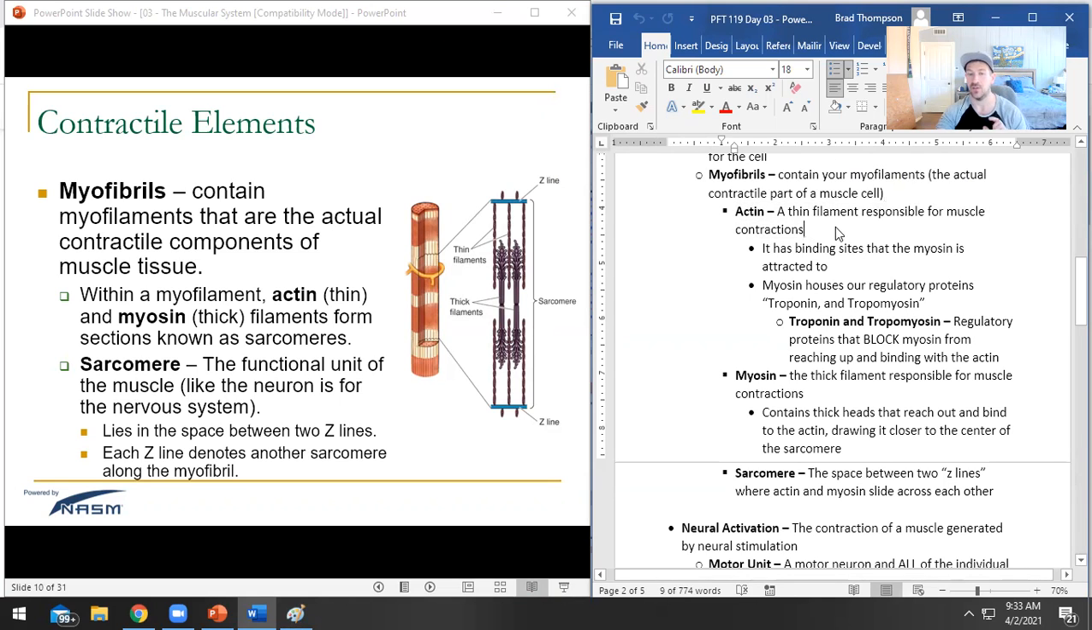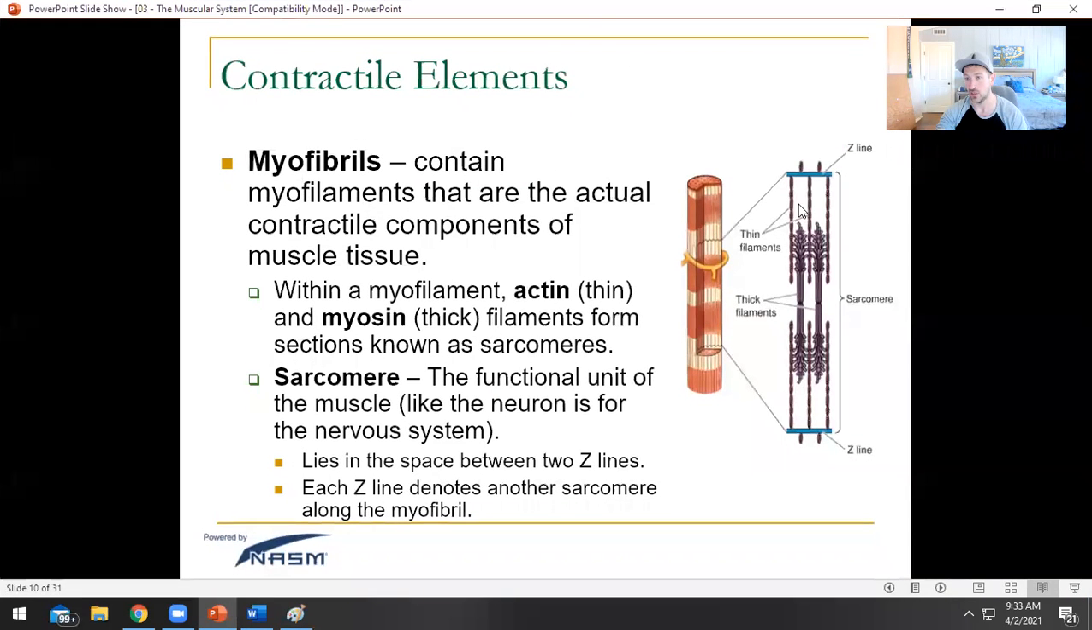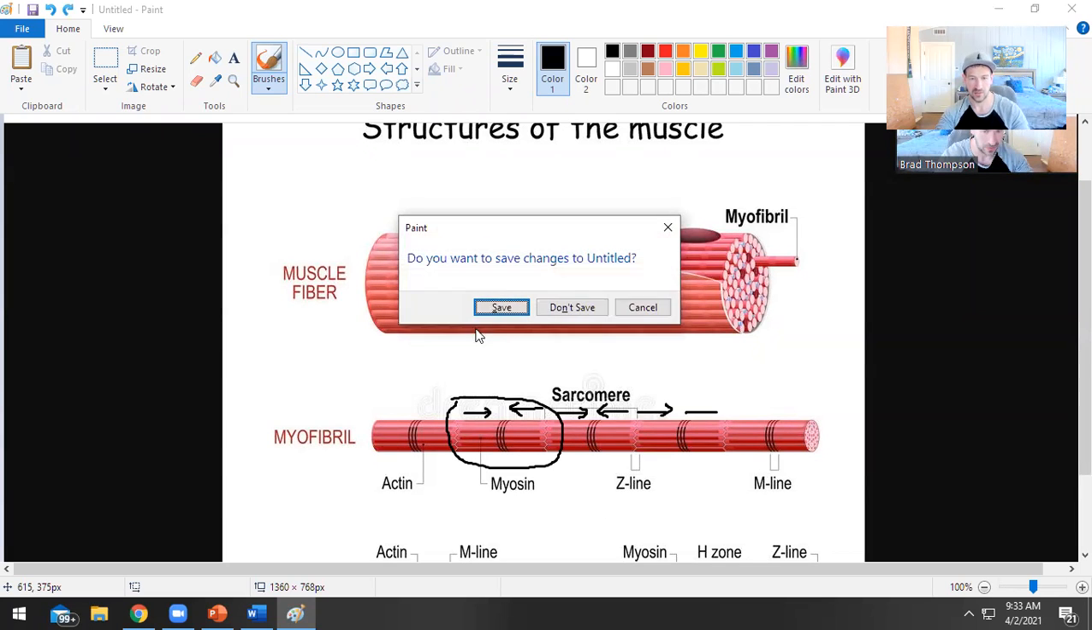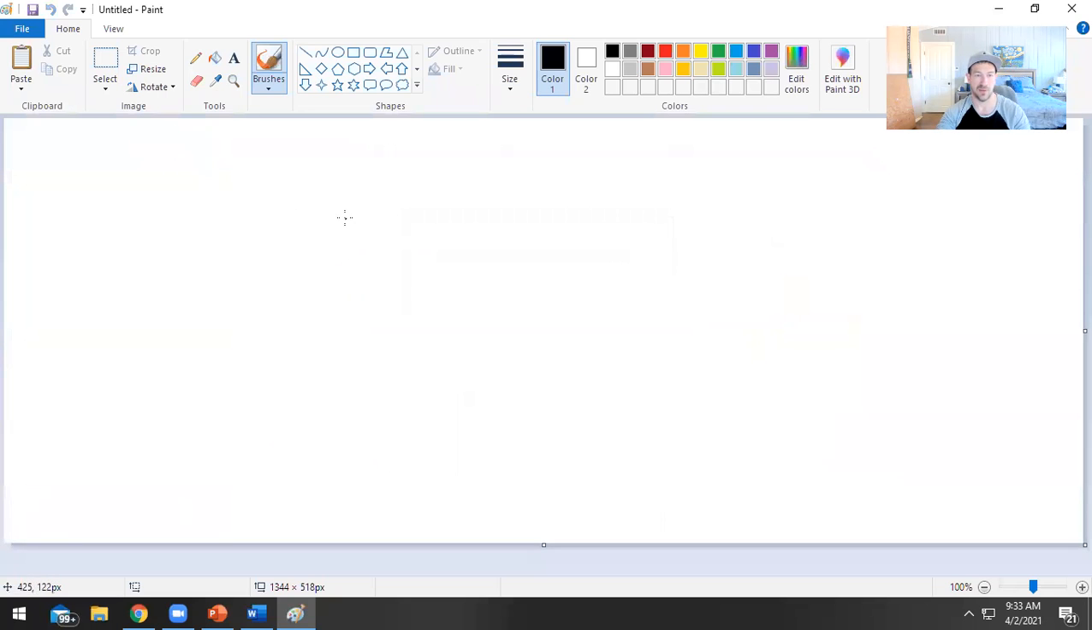Actin is the thin filament that's responsible for muscle contractions. It is this thin band that just sits there, and it's got all these little binding sites. So it sits kind of like that. If we were constructing a muscle here, we would start by creating an actin band.